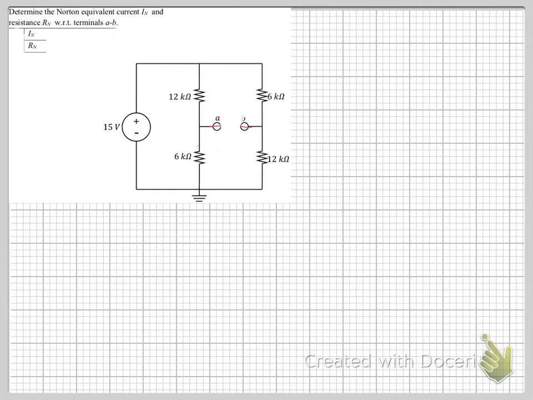So this is the next question. They want you to do a Norton equivalent now, and they want you to find the current IN and RN. And in the test there weren't these red lines here. That came with the paper that I had. There was a lot of writing all over the paper, and I had to do a bit of erasing, and that's as much as I could do.